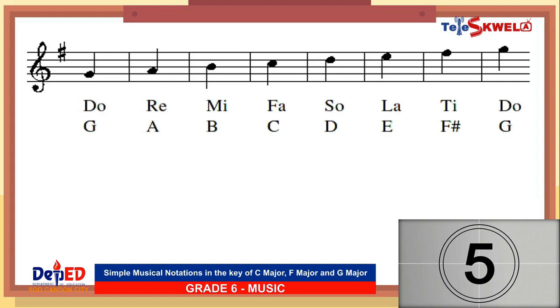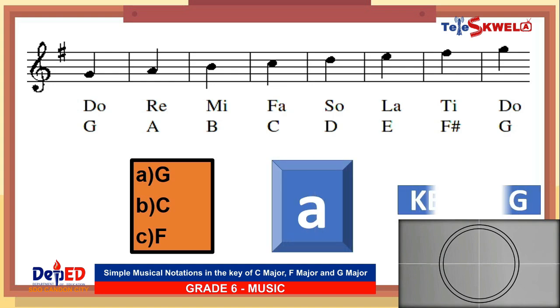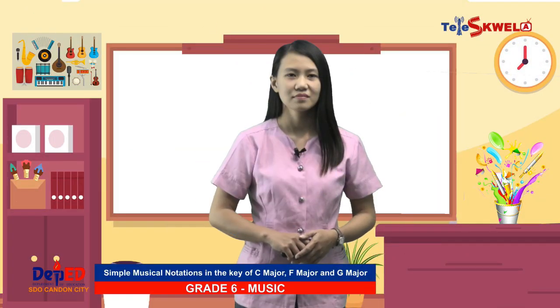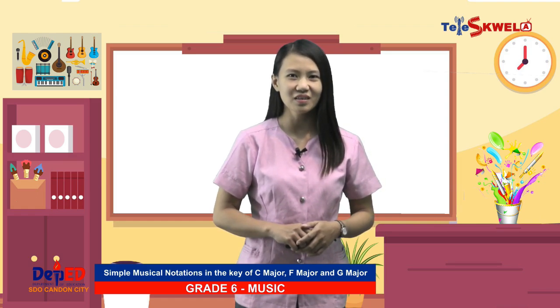What key signature is that? Choices are again letter A, key of G, letter B, key of C, and letter C, key of F. Timer starts now. And the answer is letter A, that is key of G. Did you get 3, kids? Wow, that's cool. Now let's move on to the second exercise.